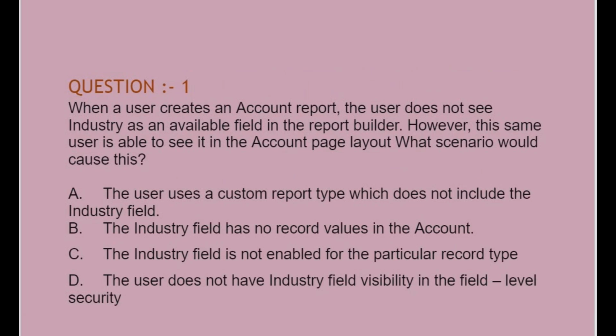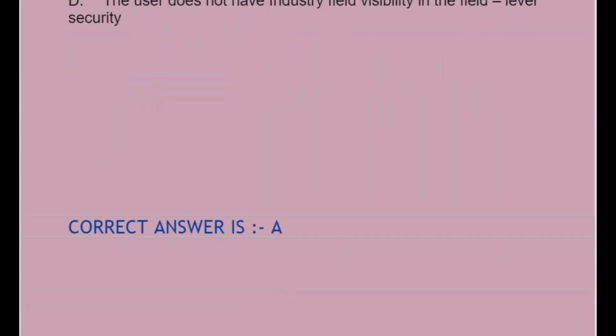Option A. The user uses a custom report type which does not include the industry field. Option B. The industry field has no record values in the account. Option C. The industry field is not enabled for the particular record type. Option D. The user does not have industry field visibility in the field level security. Correct answer is option A.